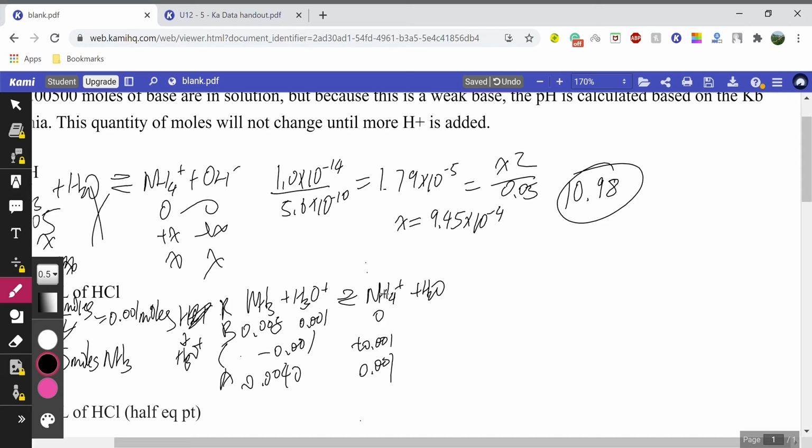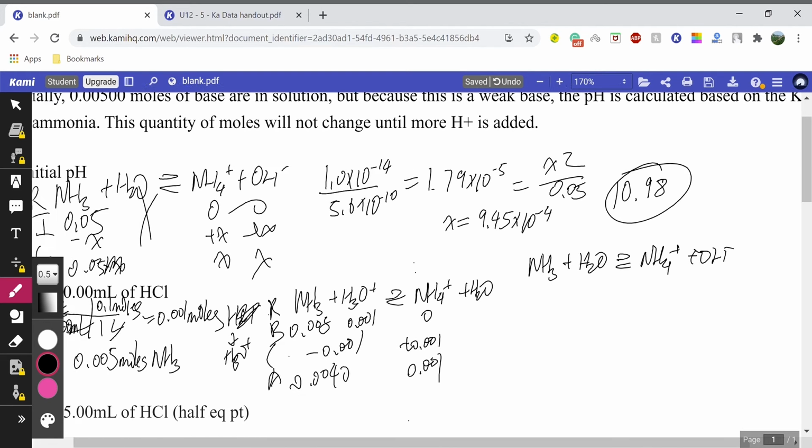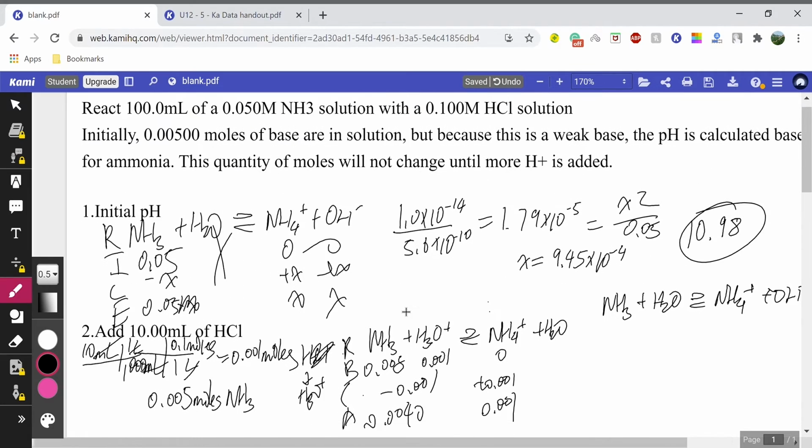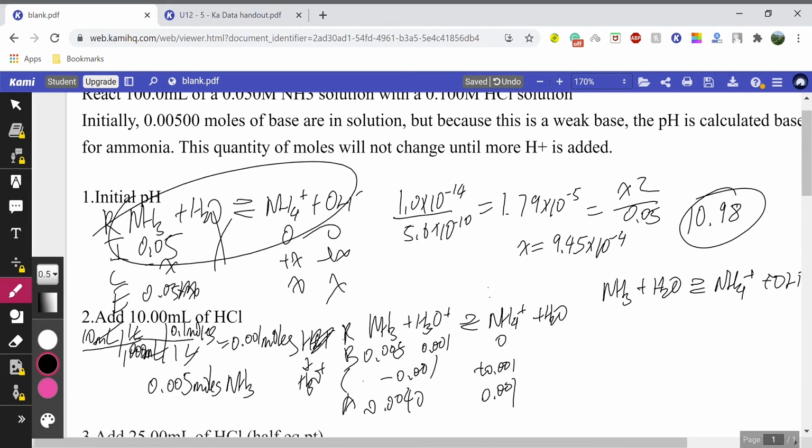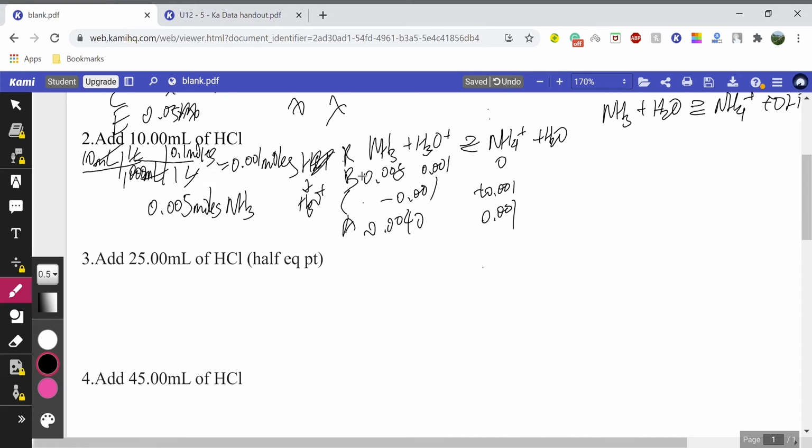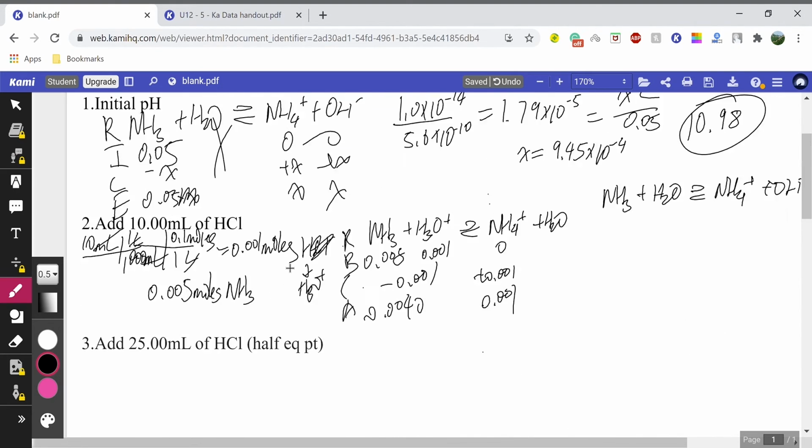Okay, now we can use the chart. So let's see, what do we have here? We have NH3 and NH4 plus, and no H3O plus. So when calculating pH, we can use NH3 plus H2O forming NH4 plus and OH minus. Essentially, the exact same equation over here will be used to calculate the pH for all the rest of them, except for the ones when we exceed the buffer.